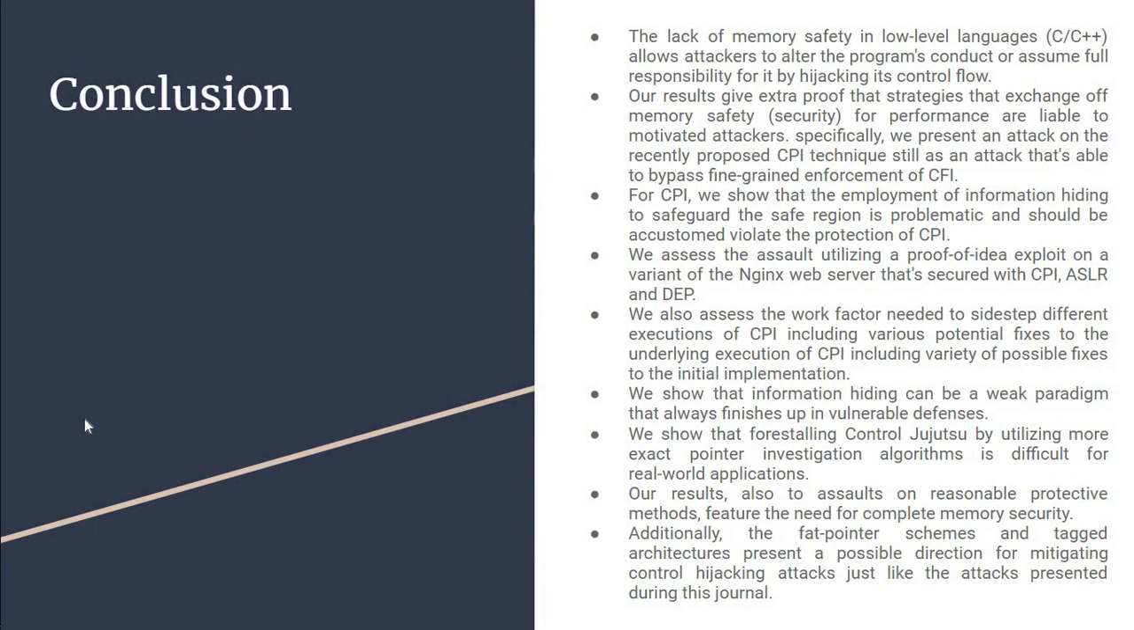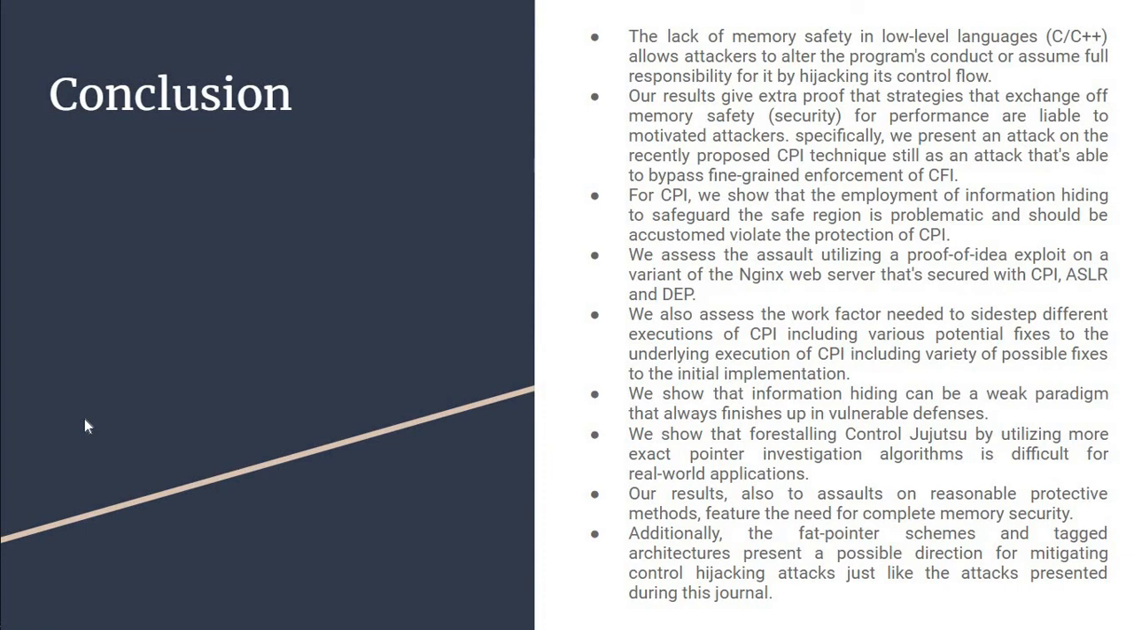We assess the attack utilizing a proof-of-concept exploit on a variant of the nginx web server that is secured with CPI, ASLR, and DEP. We also assess the work factor needed to sidestep different implementations of CPI, including a variety of possible fixes to the initial implementation.